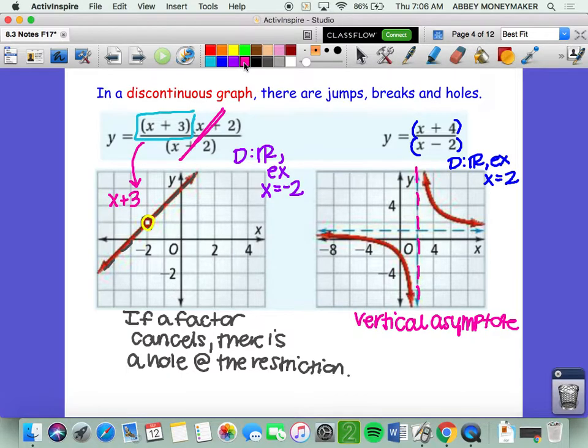So, let's recap. If the factor does not cancel, the restriction is a vertical asymptote. If the factor does not cancel, that restriction that we stated in our domain would be an asymptote.